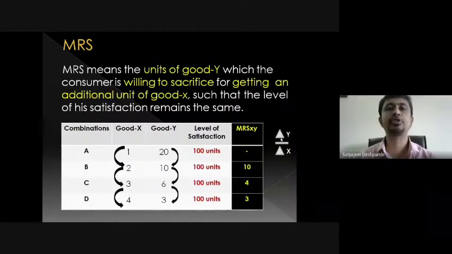So change in the units of Y is 10 units upon change in the units of X, that is 1. 1 to 2, that means the net change in the units of X is 1. So 10 upon 1, the answer is 10. 10 is the marginal rate of substitution.